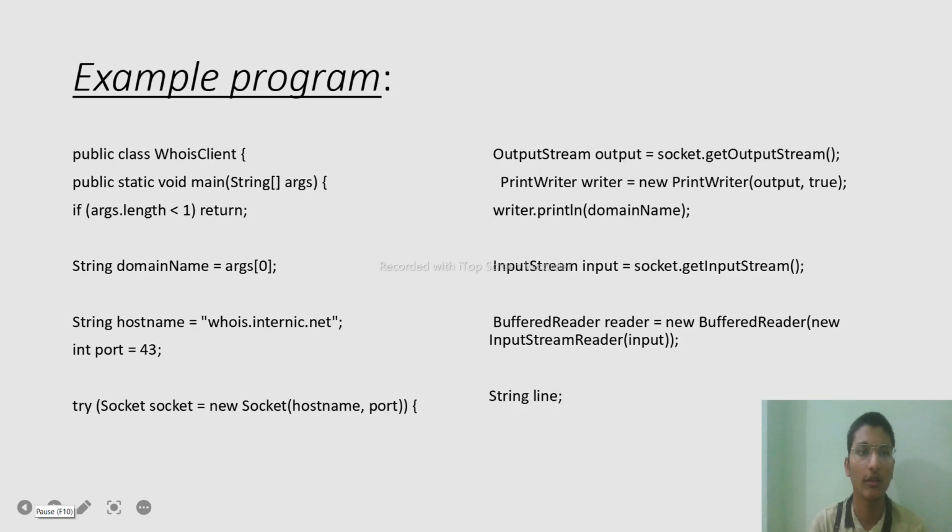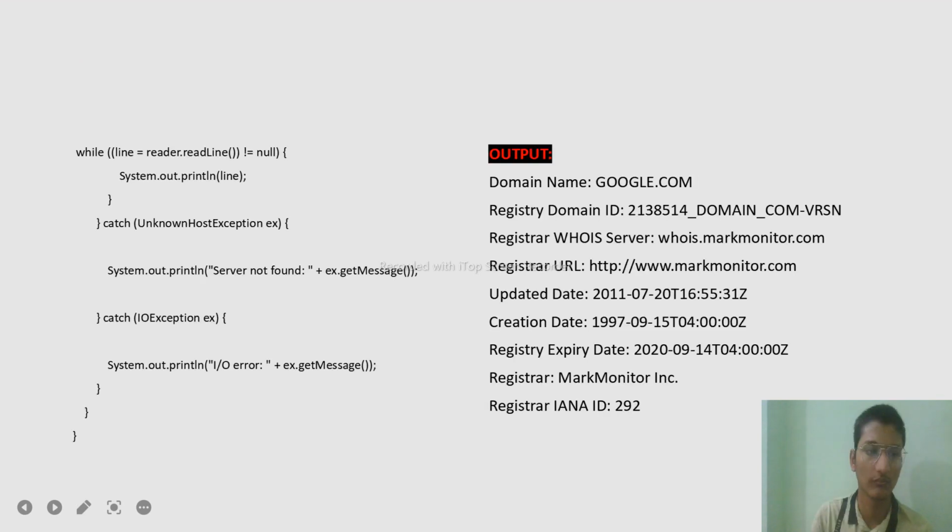Let's understand this with a program. Here we have created a client class provided with a hostname, domain name, and a port number. We have created a socket object provided with an input stream and output stream. Through a BufferedReader, we will read the input. And here we get our output. In the output, we will get domain name, registry domain ID, registrar WHOIS server, registrar URL, updated date, creation date, registry expiry date, registrar MarkMonitor, registrar IANA ID.